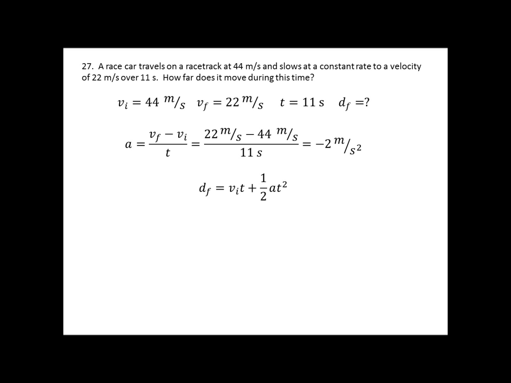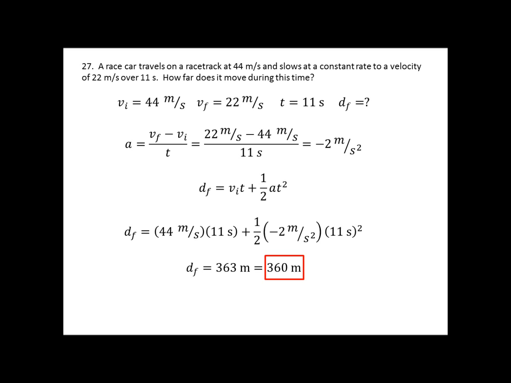That's very common, very typical to take DI to be 0. That's not always the case, but it's very, very common. So I plug in my initial velocity, I plug in my time, I plug in my negative 2 that I found for acceleration, and I find out that the final displacement is 363 meters.